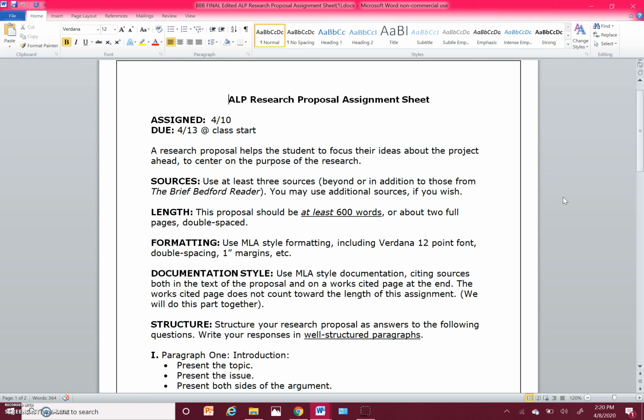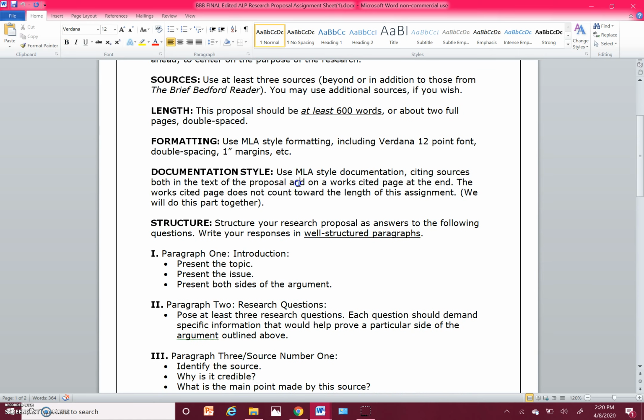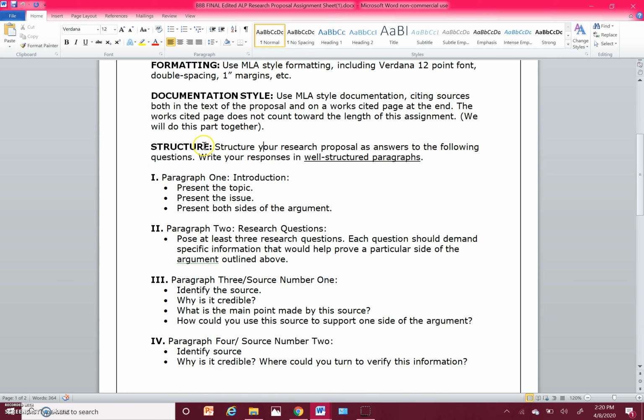The length of this proposal, the proposal must be at least 600 words, which is probably going to be about 2 full pages, double-spaced. You must use MLA format. You must use MLA documentation, citing sources both in the text of the proposal and on a works cited page at the end. The works cited page does not count toward the length of assignment. Structure. Structure your research proposal as answers to the following questions. Write your responses in well-structured paragraphs.